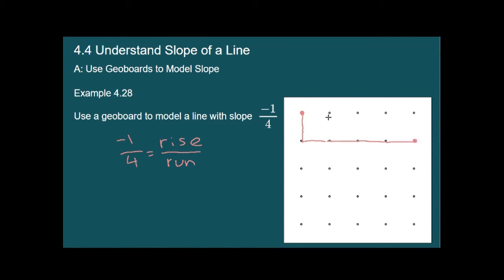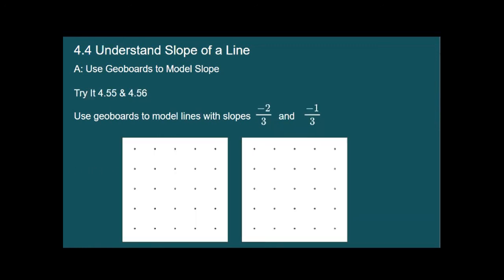And then the line is actually between those 2 points. Kind of draw. Okay, you get the idea. Hopefully yours looks better, but it should look something like that. Notice, because it's a negative slope, as we go from left to right, it goes downhill. Negative slope. So 2 try it problems. Go ahead and use the Geoboards to model these negative slopes, -2/3 and -1/3. Pause the video and come back.